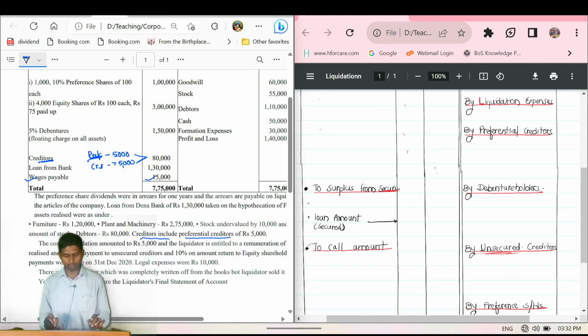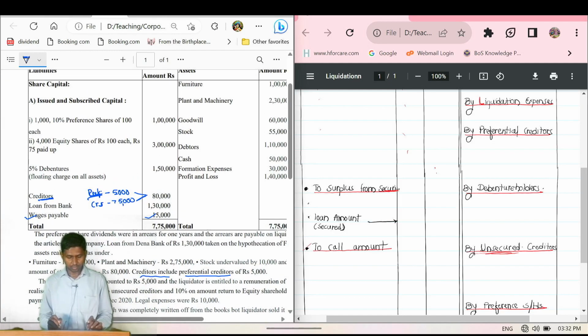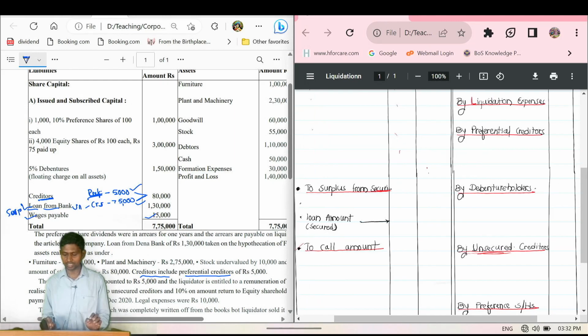And then wages payable in preferential category. And then what about problem number 3? In problem number 3, what they are saying, creditors include preferential creditors, 5,000 we will write in preferential and 75 in unsecured, correct. And then loan from Dena Bank, have they given hypothecation? Yes, they have given hypothecation, therefore surplus. If no hypothecation, if no fixed charge, if not against some specific asset, then this loan also we write in remaining category, that means in unsecured creditors category.